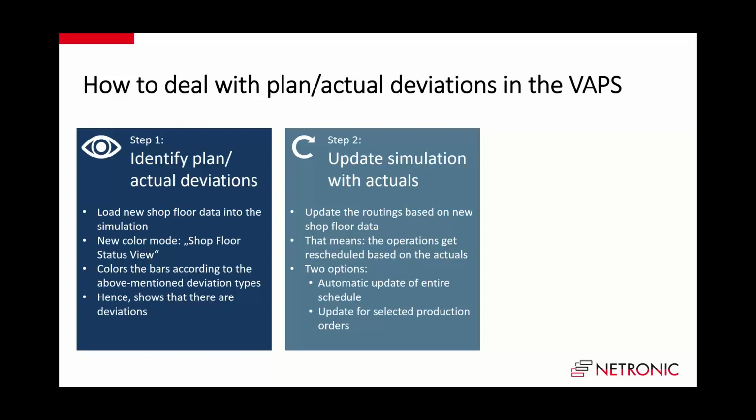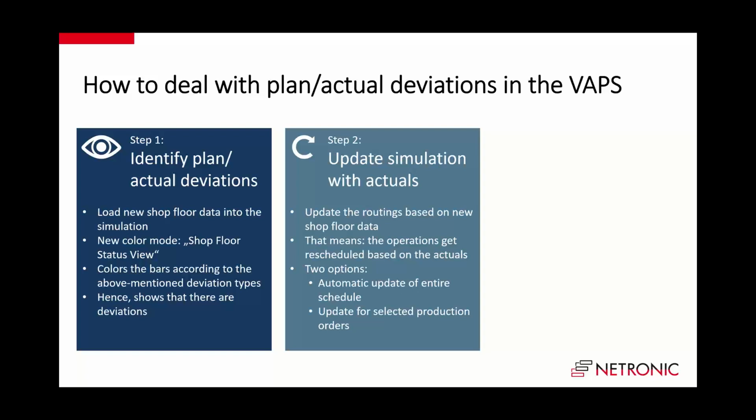So concretely, this means we take the information from the capacity ledger entries and write this information into the production order routing lines in the simulation. Remember, you work on a simulation, you work on copied data. So in the simulation table, we have all the production orders. And then when we say update simulation, we take the capacity ledger entries and update the production order routing lines in the simulation table based on the shop floor data.